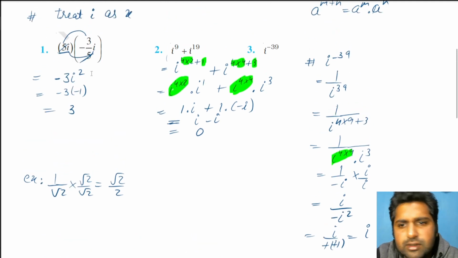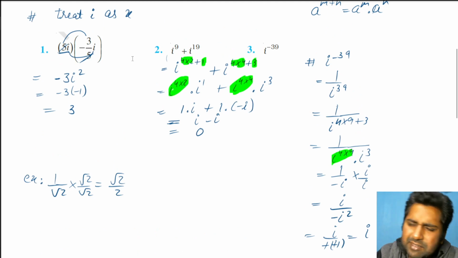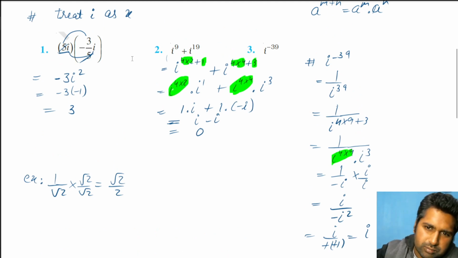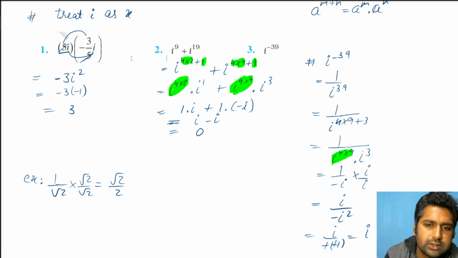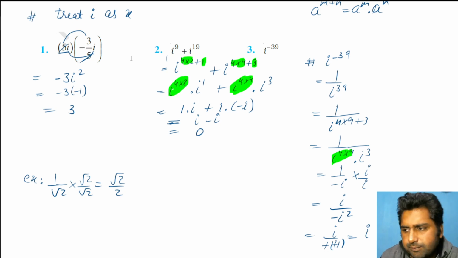So I hope these first 3 basic examples are clear, and now you know how to deal with higher powers of iota also. They can give you i raised to power 99 also. Same idea. You write that as 4 into something plus something, then break down using laws of exponents, and then 4 into anything is removed. Only i raised to power that remainder, which will be either 1, 2 or 3, can be easily solved.